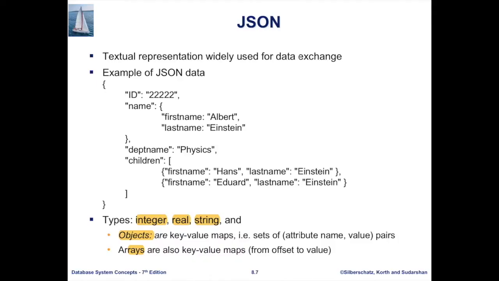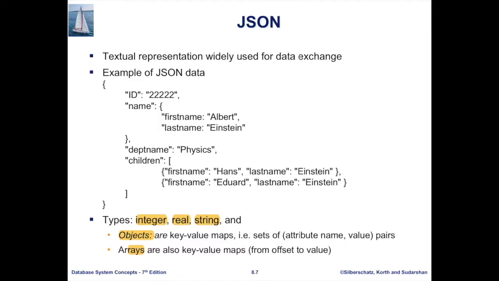And meron siyang ganitong formatting. So, the formatting is enclosed by the curly braces na open and close. And then sa loob nito, it's just a list of key value. Okay, so for example, yung JSON object na to ay may key na ID and may value na 222. May key na name, and the name can also be something like a set, multi-set, and so on.